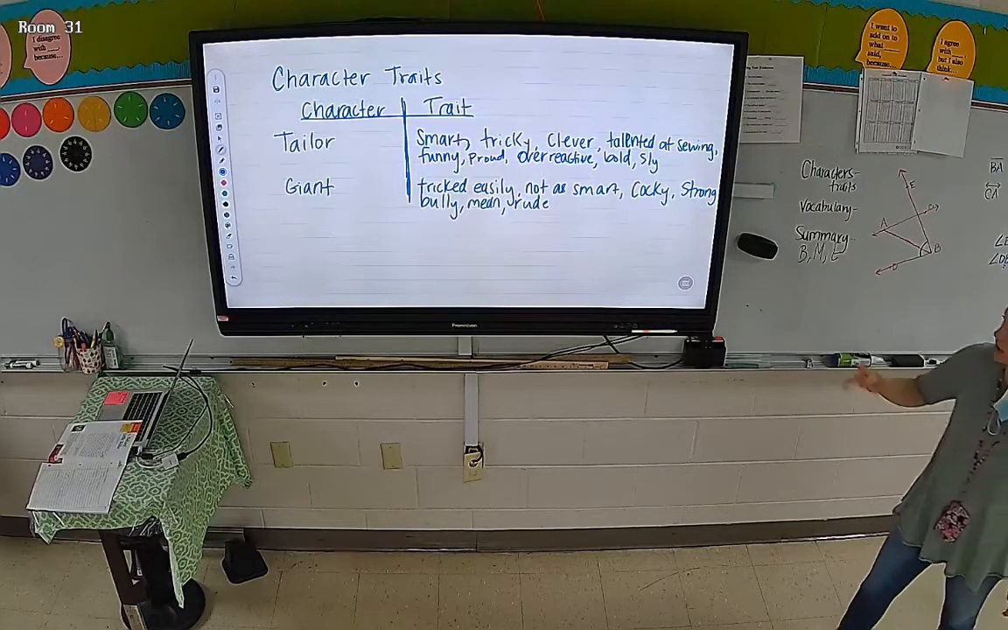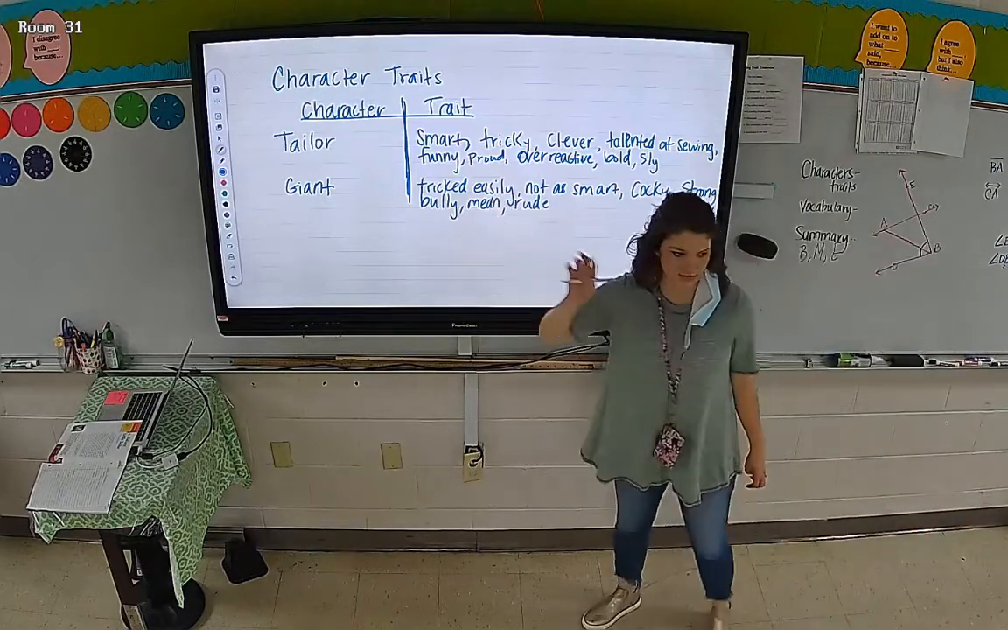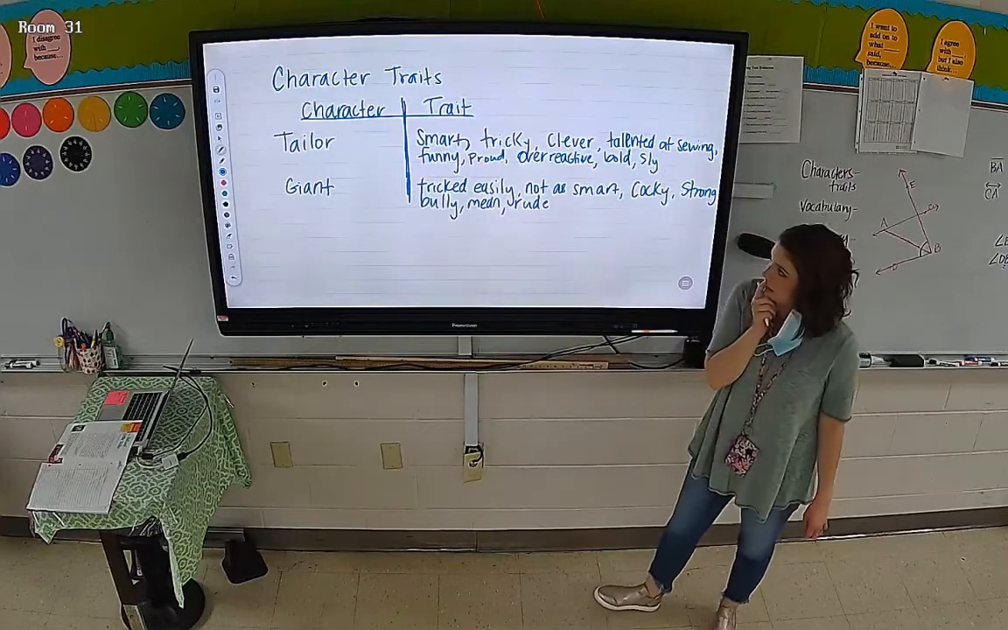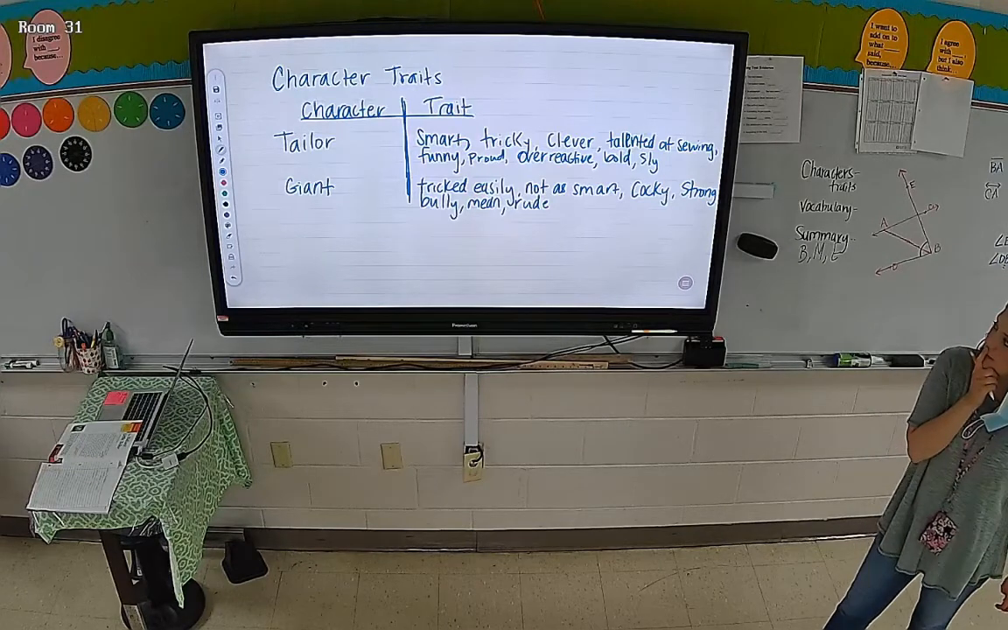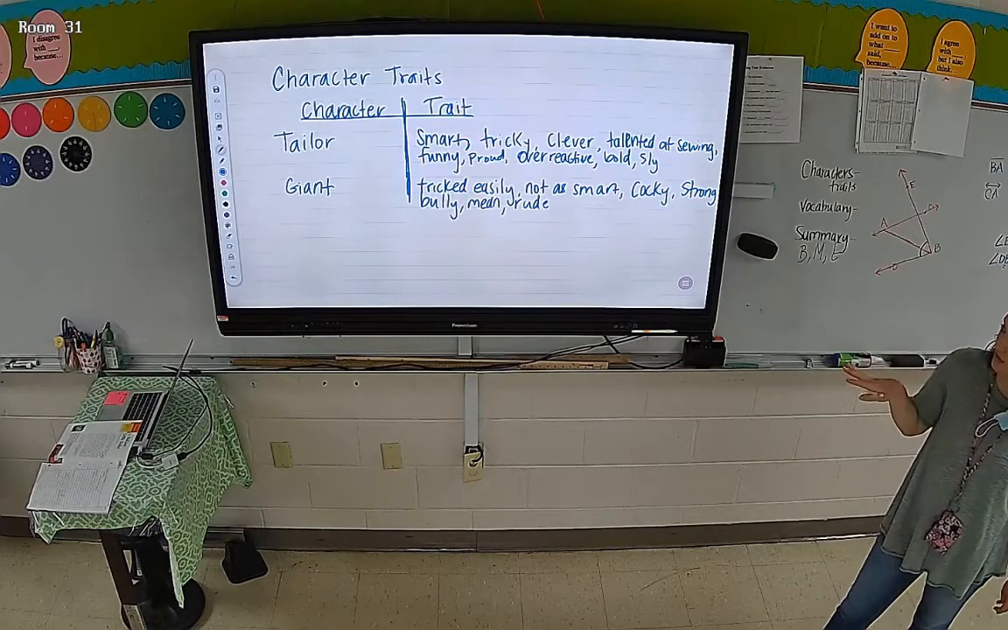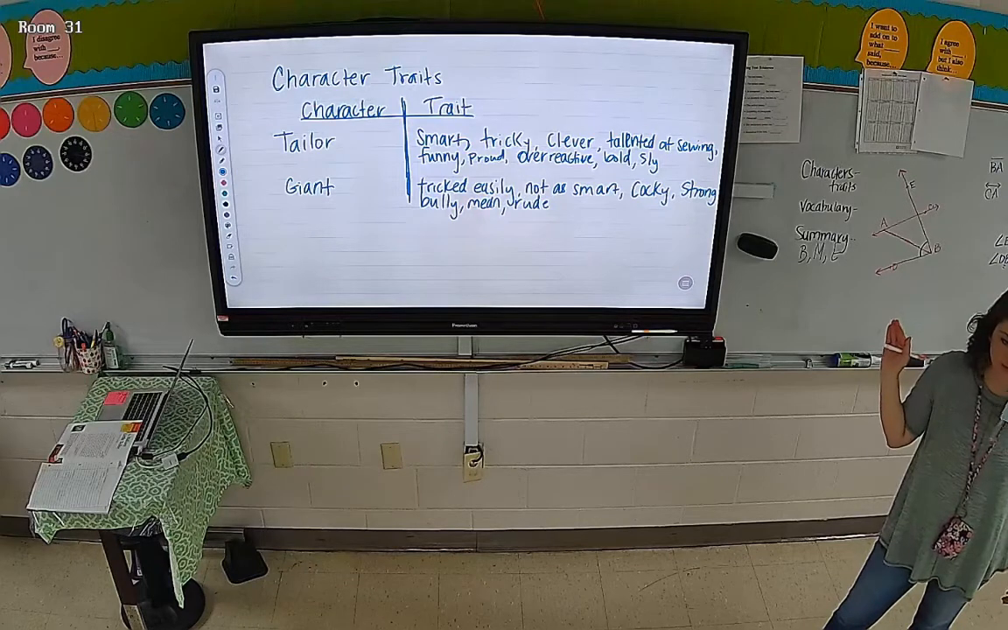That's very true. We do kind of already have that one say he's tricked easily. Those are very similar, but that is very true. Naive. And a fourth grade word. It is a good fourth grade word, yeah. Okay, so the character traits. We have both of our characters, and we've got traits for both of them.